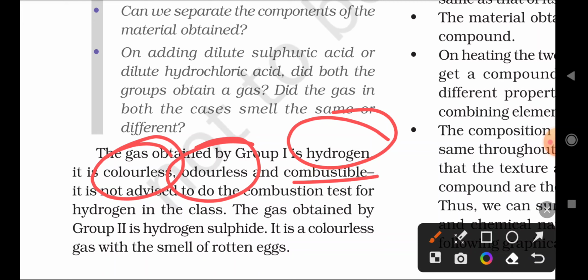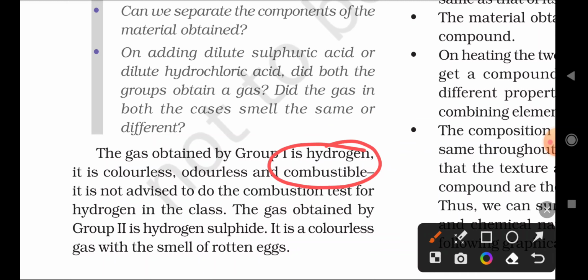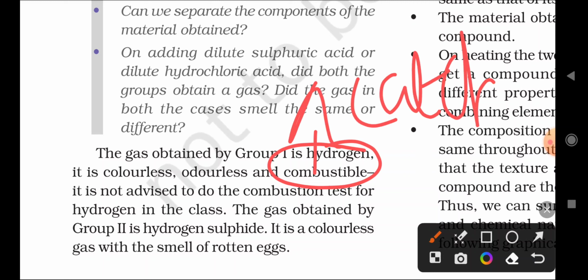And it is combustible. Combustible means there is a high chance of catching fire, it will definitely catch fire. Basically, combustible means it burns easily and rapidly catches fire. Those materials are called combustible. They easily burn, like oil, petrol, diesel, which catch fire very easily. That is called a combustible material, right?